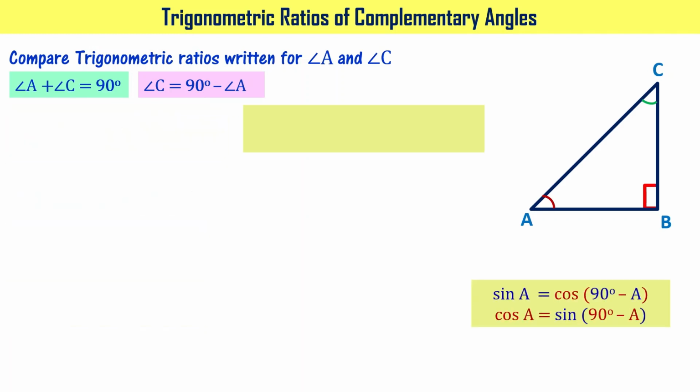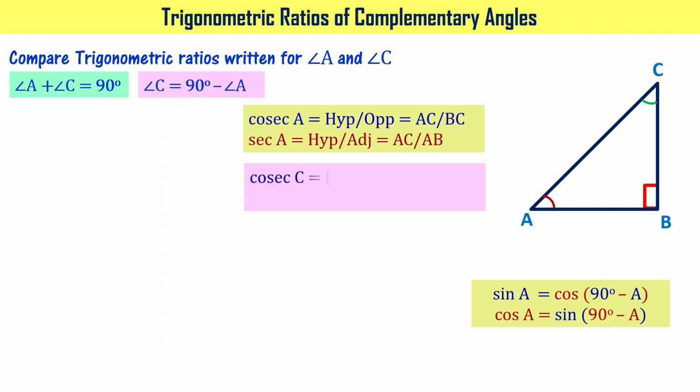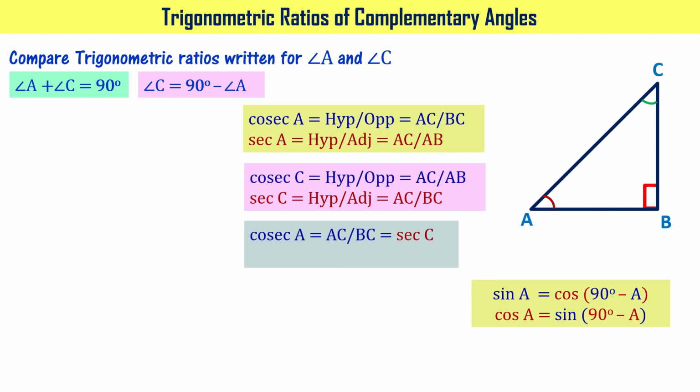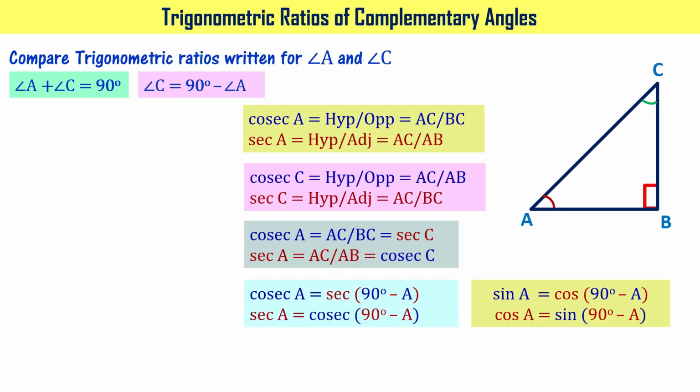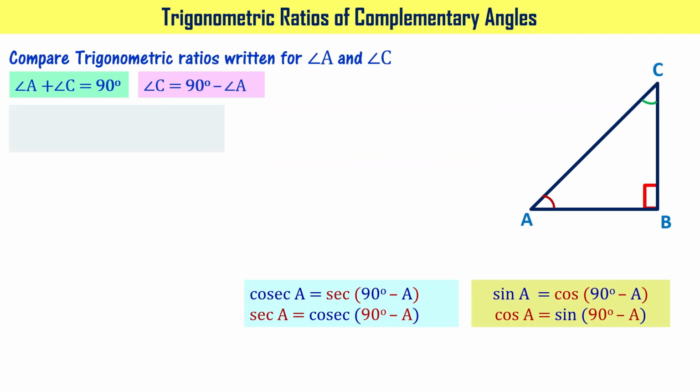Now let us consider cosec A, that is AC by BC, sec A, that is AC by AB. Cosec C is AC by AB and sec C is AC by BC. When you compare these, you can say that cosec A is sec C and sec A is cosec C, right? It means cosec A is sec of 90 degrees minus A and sec A is equal to cosec of 90 degrees minus A. Please take a note of this.